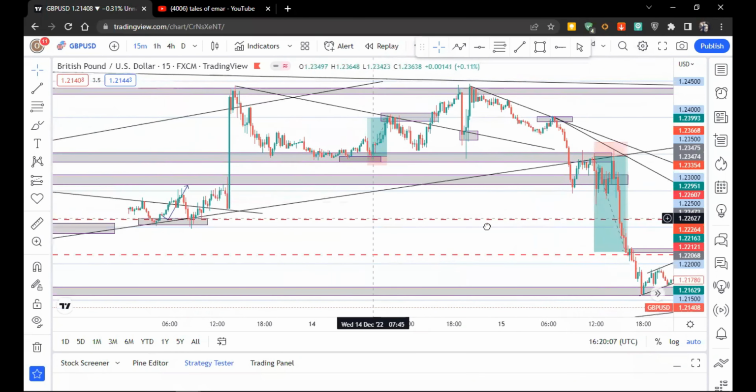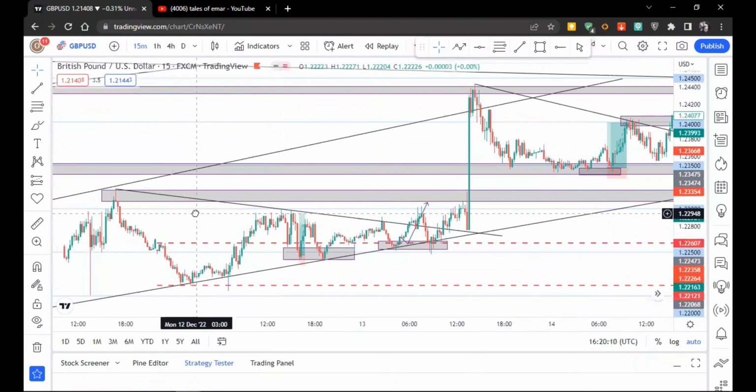We didn't have any loss last week, according to the trades we sent to the Telegram group. So if you missed the trades, just go up in the Telegram group. The link is in the description and scroll up. You saw these trades and the results.